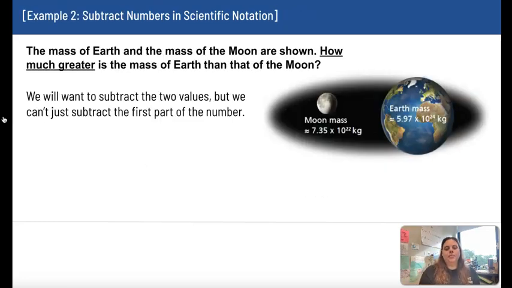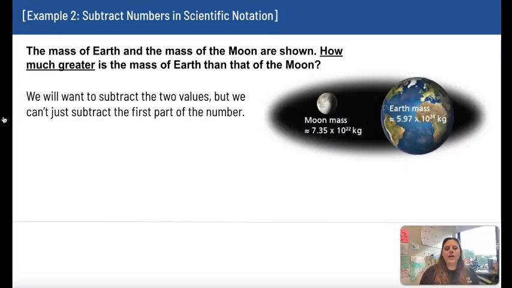Let's take a look at a problem that involves subtraction. The mass of the Earth and the mass of the Moon are shown. So we have the mass of the Moon is 7.35 times 10 to the 22nd kilograms, and the mass of Earth is 5.97 times 10 to the 24th kilograms. How much greater is the mass of Earth than that of the Moon?